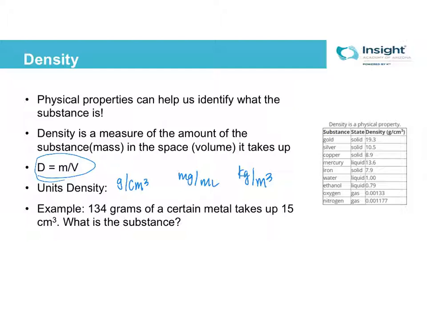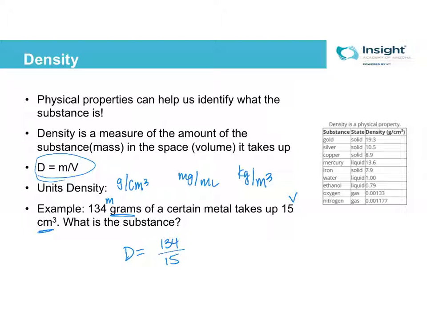So, here's an example. You have 134 grams of a certain metal that takes up 15 centimeters cubed. What is the substance? This is where knowing which units apply to which variable helps. All right, we know grams is a measure of mass. So my m is going to be 134. All right, and then I know that centimeters cubed is a measure of volume. So my volume is going to be 15. So I'm going to do density is equal to 134 divided by 15.